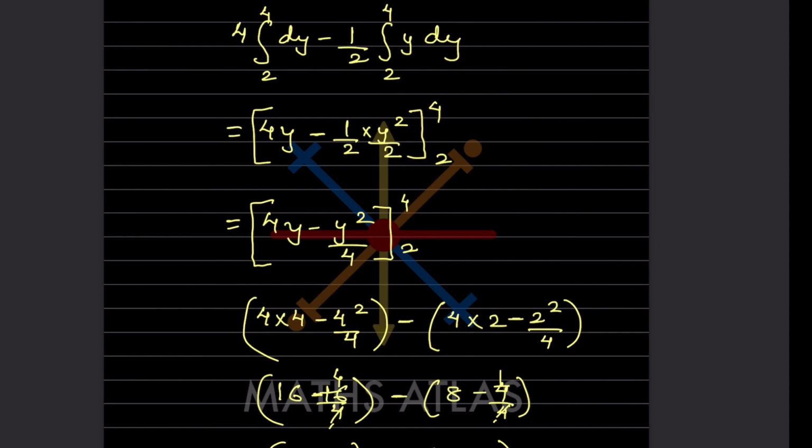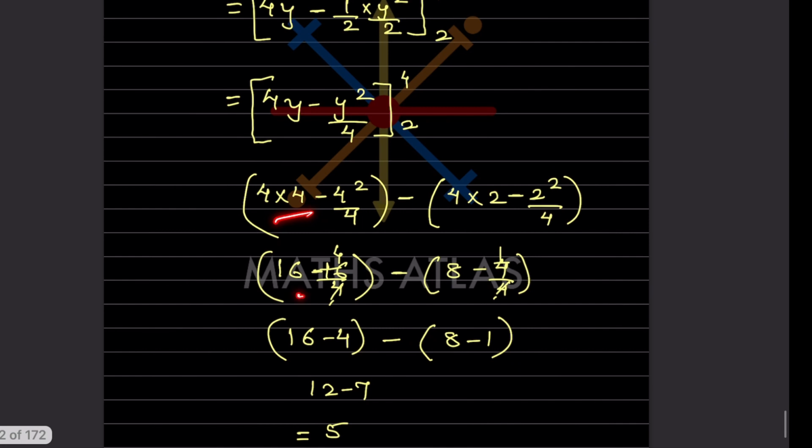Again, what are we going to do? We will take here, in place of this one, 4 square divided by 4. Now let us look for this 2. 4 into this one. Again for this one, that is 2 square divided by 4. So this will be 16 minus here 16 by 4, minus this 8, and here 4 divided by 4.